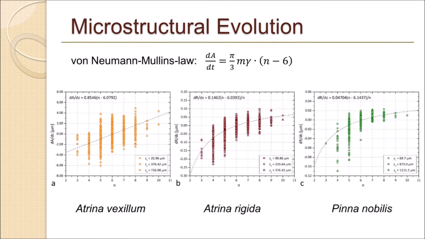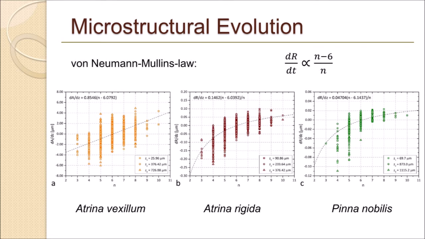This is in agreement with the square root law regarding the average grain size. In contrast, the linear average growth law, as seen for the other two shells, yields a dependence of the rate of change on 1 over the number of edges, which we can observe here indeed for Atrina rigida and Pinna nobilis. So the three studied species from the Pinnidae family show indeed different but consistent coarsening kinetics.